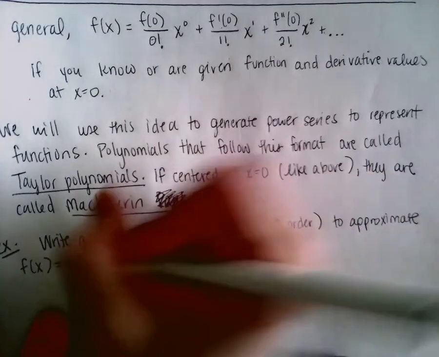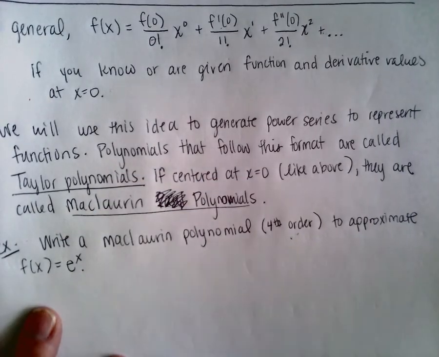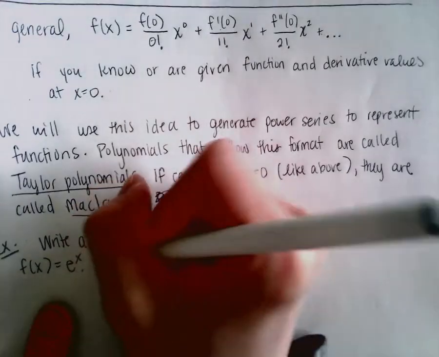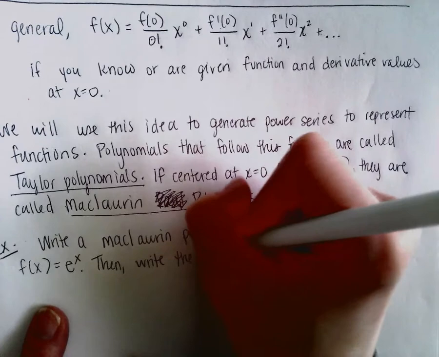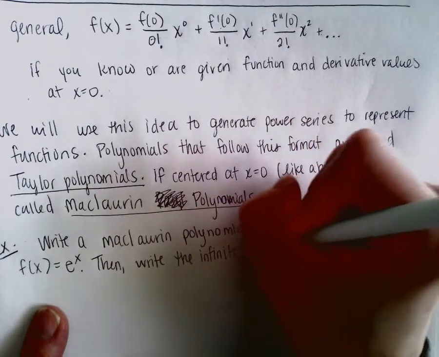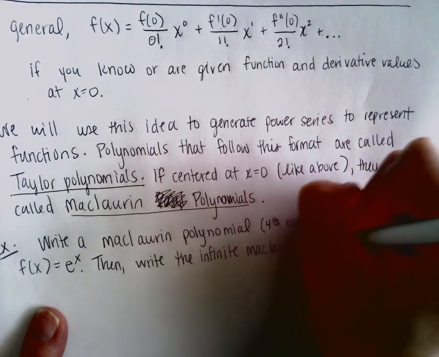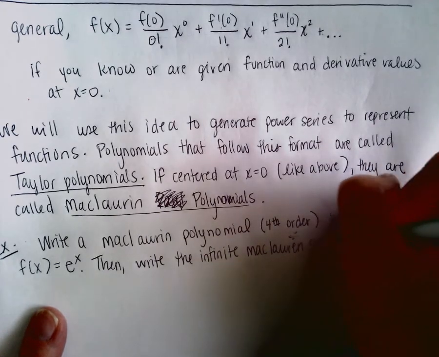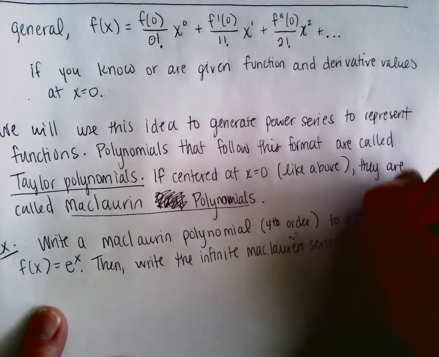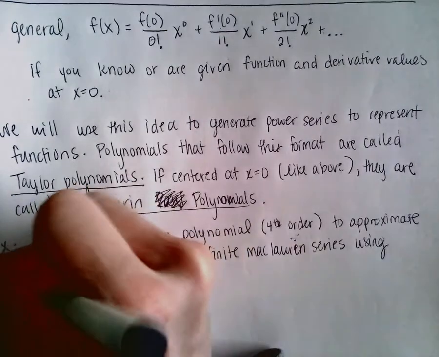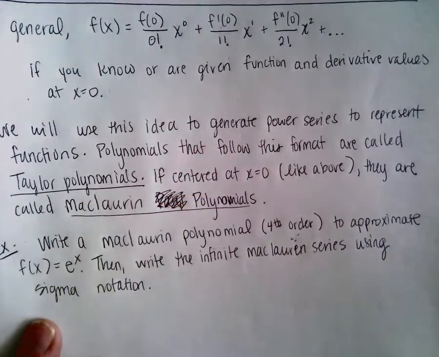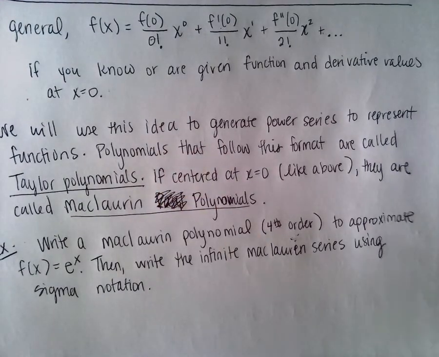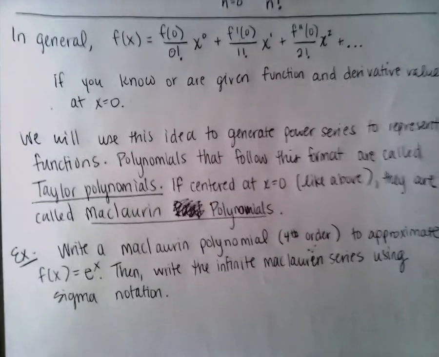So after we write our 4th order polynomial, then we're going to write it in sigma notation. So then write the infinite Maclaurin series using sigma notation. Okay. So we're going to do this by finding the function value at 0 and up to the first 4 derivative values at 0. So here's what we're going to do.